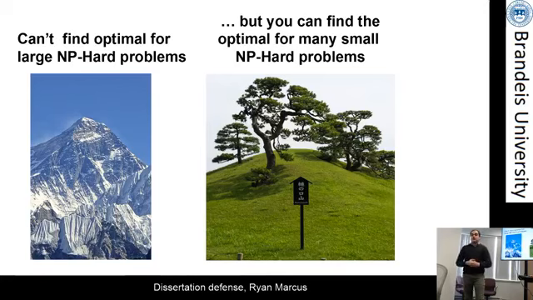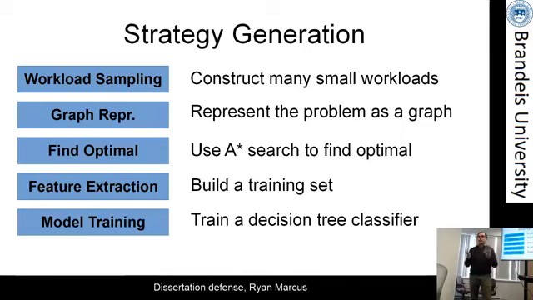I'm not going to go into the technical details of how this works, but I'll give you a high-level overview. The first thing we do is called workload sampling. We look at the user's latency bins that they gave us, and we construct a whole bunch, approximately 1,000 or 2,000, of very small workloads, small enough so that we can brute force them.